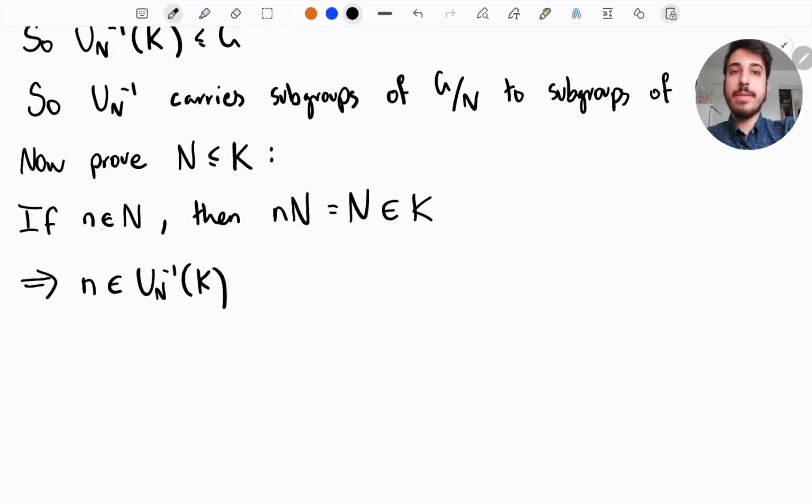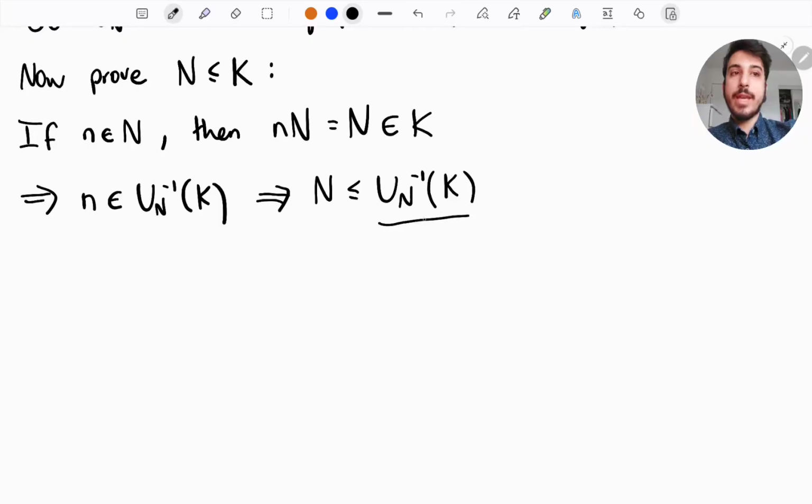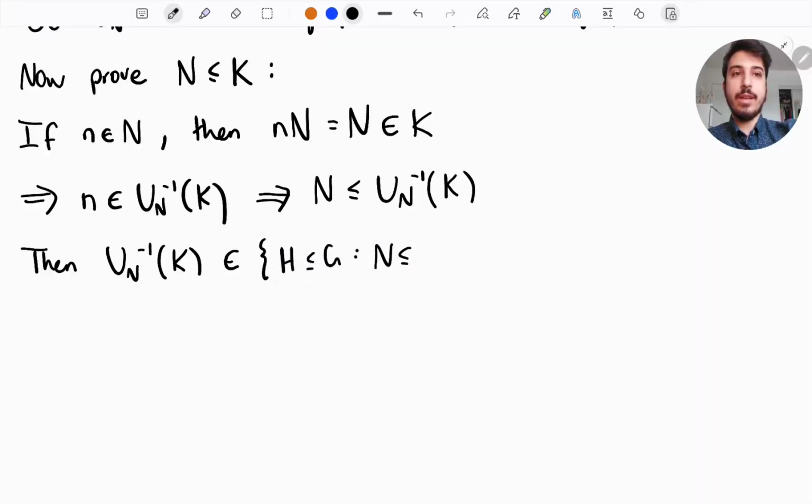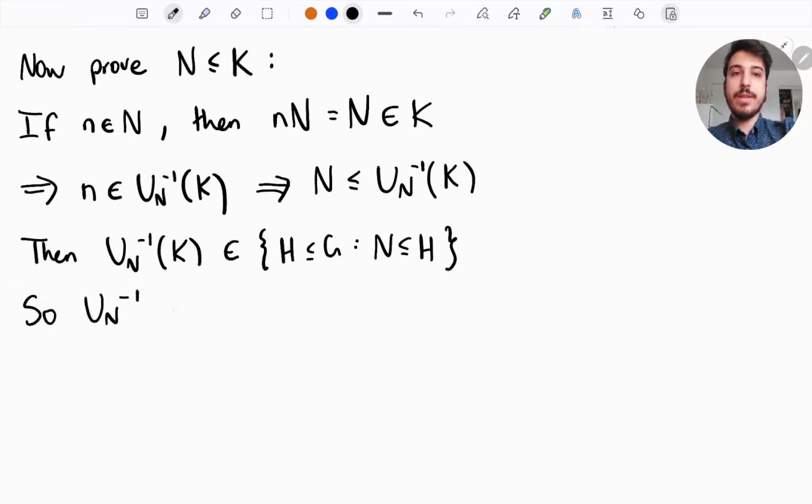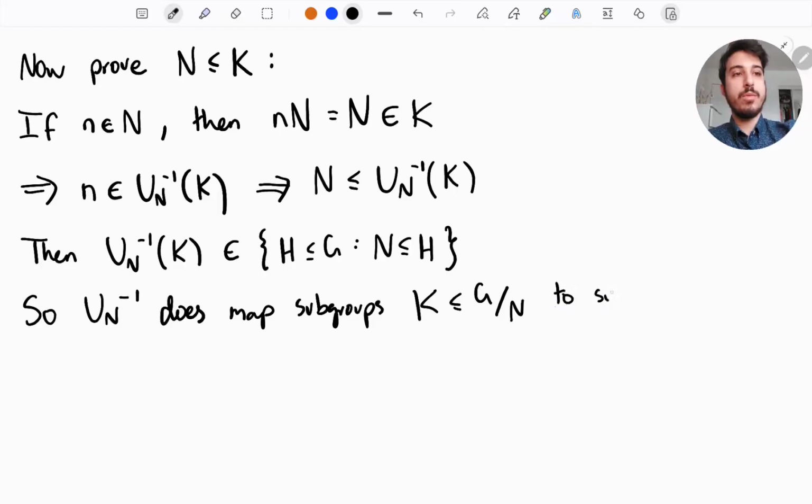So we've just successfully proven that if n is an element in N, then n is an element in u_N inverse of K. This means that N is a subgroup of u_N inverse of K because N is a subgroup of G. So because u_N inverse of K is a subgroup of G that contains N, then we can say that u_N inverse of K is an element of this set that we've talked about, subgroups of G that contain N. So we've successfully said that u_N inverse does map subgroups K of G/N to subgroups H of G containing N, thus proving that u_N inverse is also well defined.